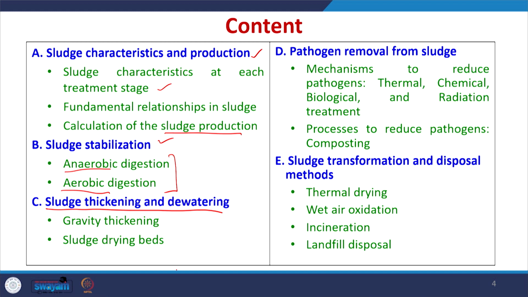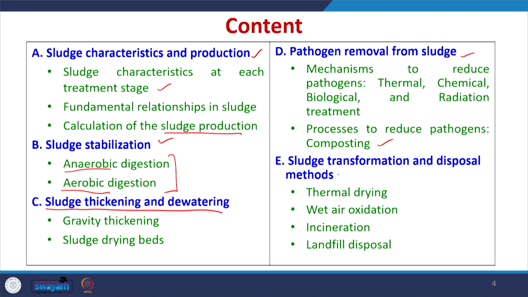We will study the gravity thickening or other methods, and then the sludge drying beds. Also the pathogens which are there in the sludge are very important. So, we will have a section related to pathogen removal from the sludge. We will try to understand the mechanisms to reduce the pathogens. Those mechanisms may include thermal, chemical, biological or radiation treatment. So, we will have a subsection devoted to that.